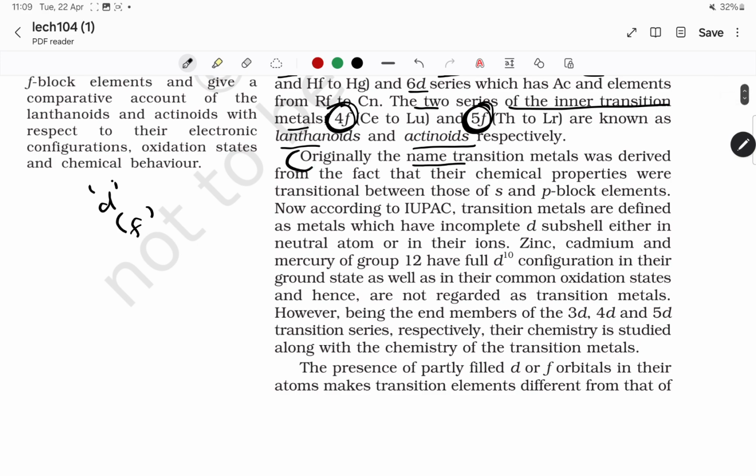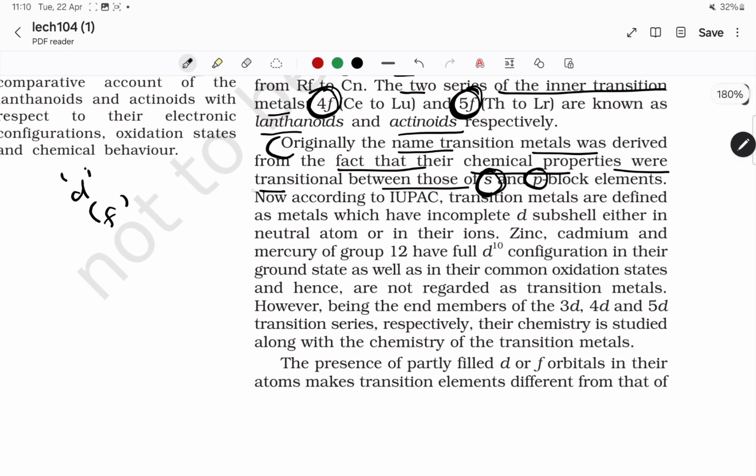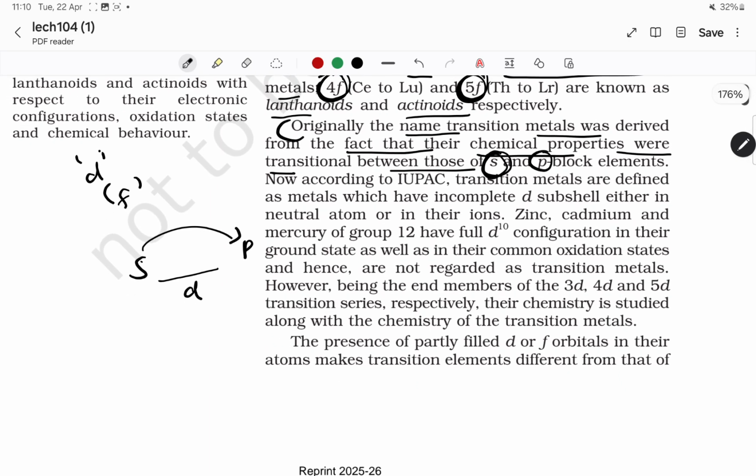Originally, the name transition metals was derived from the fact that their chemical properties were transitional between s and p block. See, s block here, p block here, and in between only the d block. So between s and p there is a transition, that is called d block elements. That's why it got that name. It can be an assertion reason question: transition between s and p is the reason why it got that name.